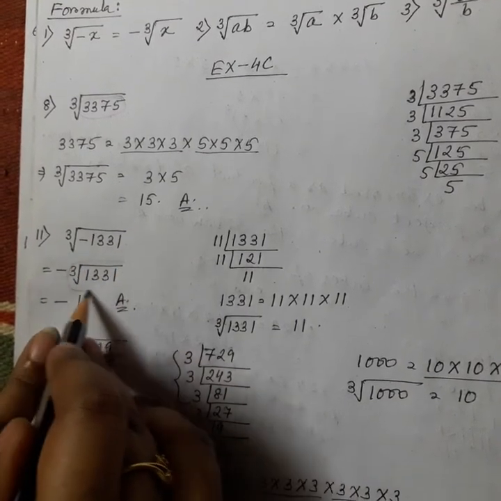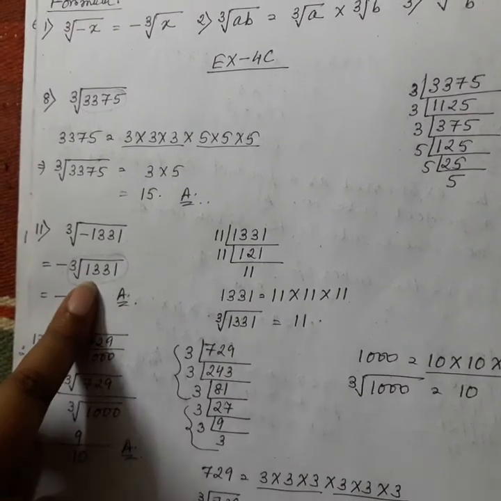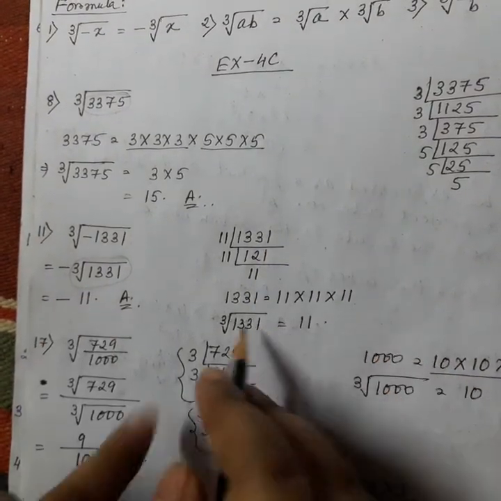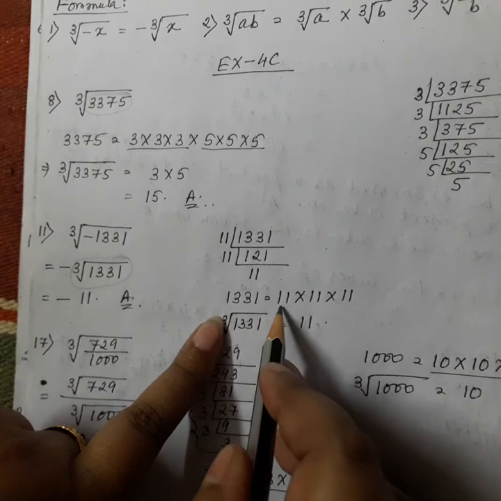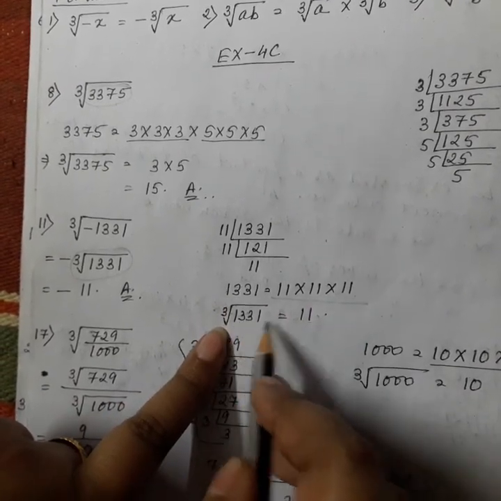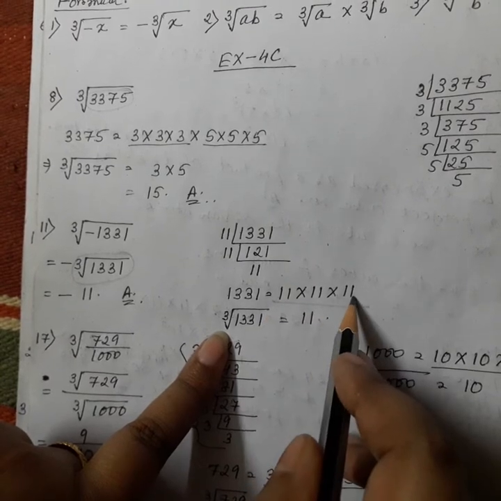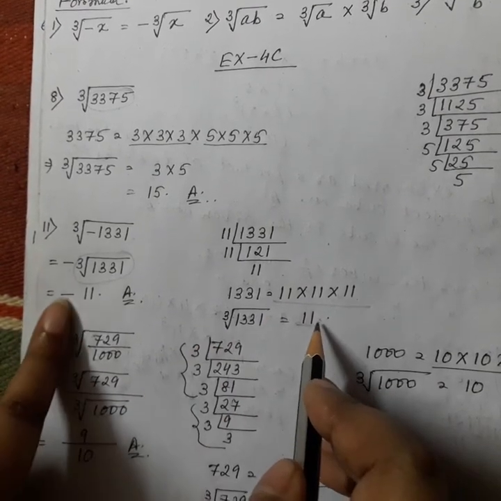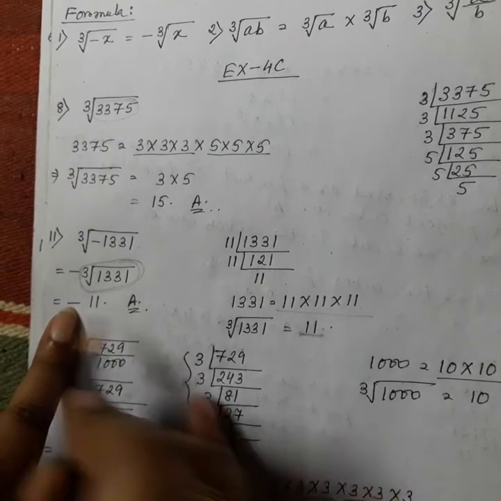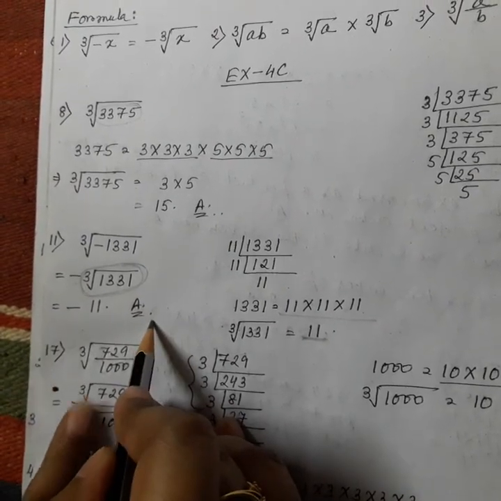Now we have to find the cube root of this number. So how will we find it? We find the prime factorization. After doing prime factorization, 1331 equals 11 into 11 into 11. So what will the cube root of 1331 be? From triple 11, one 11 will come. So minus of the cube root of this number is 11. So minus 11 will be the answer.